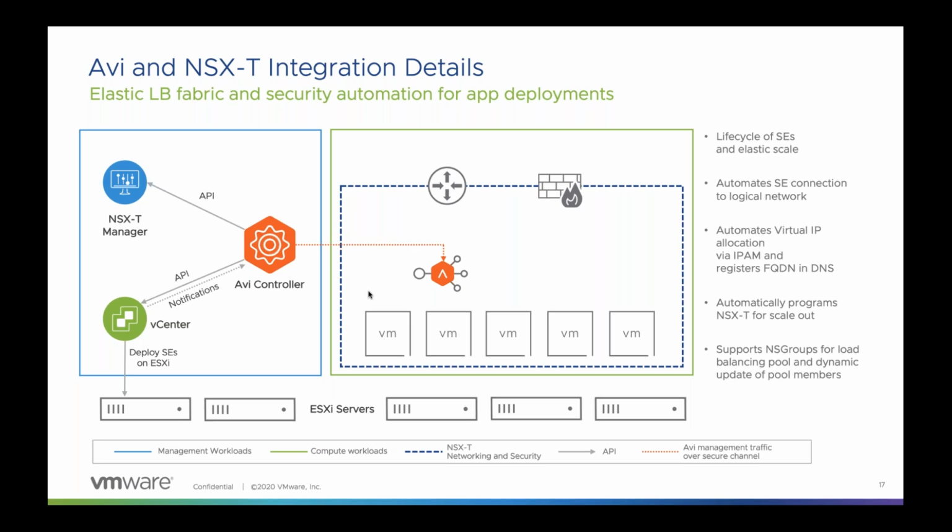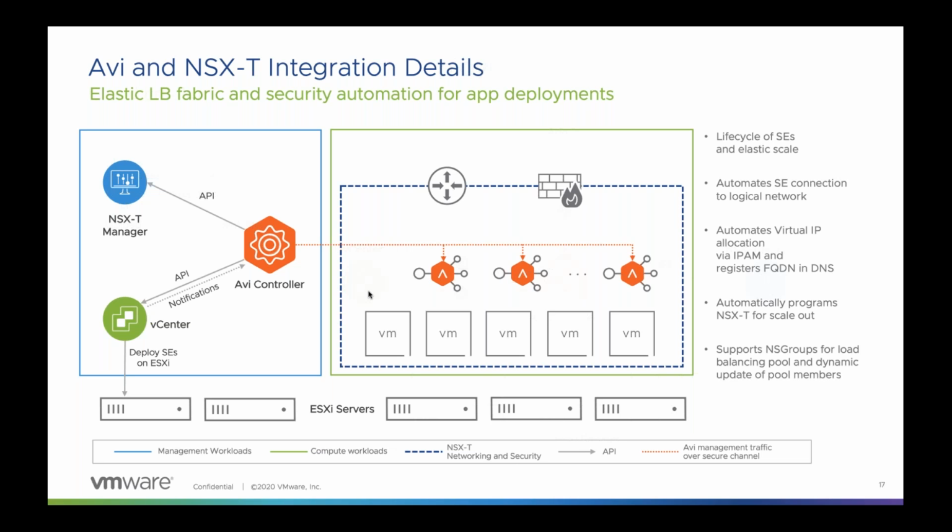The controller automates everything from the lifecycle to the network connections for the service engines. It manages your application IPAM and DNS, automatically manages scale out of your load balancing, and also provides NS groups for all the objects that AVI creates, so that your NSXT security admin can manage security for your application using those. Just showing the scale out here.